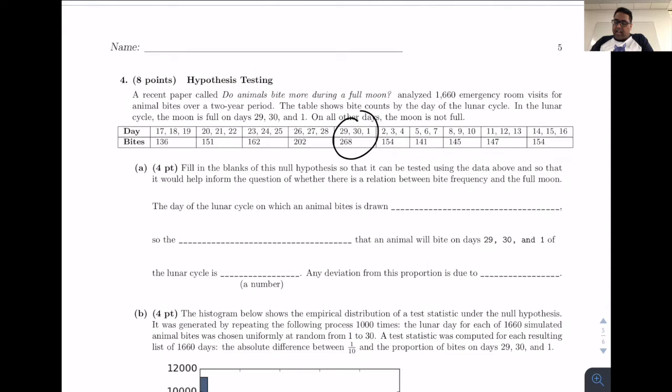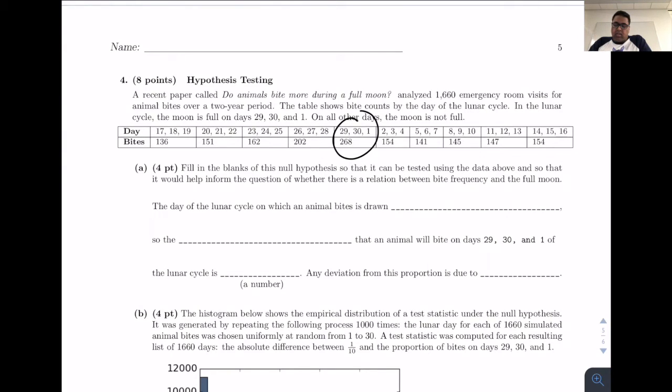So here we have the data for several triplets, or rather all triplets of 3 adjacent days in the lunar cycle, and you can see that here on 29, 30, and 1 the value is 268, whereas on all other days the value is significantly less.